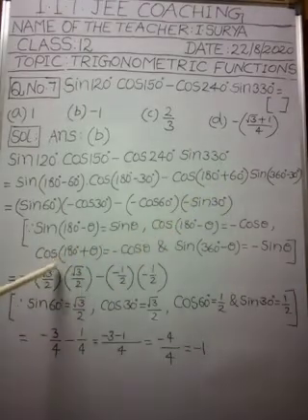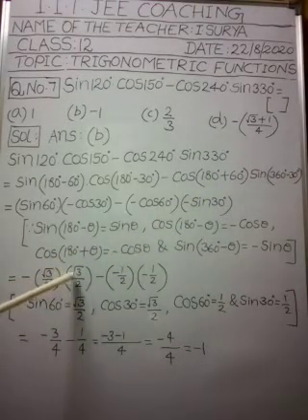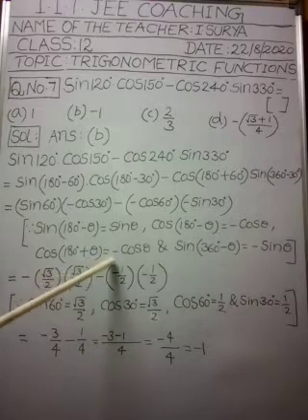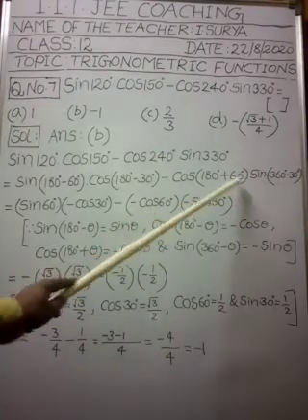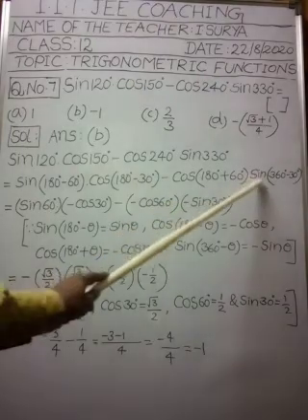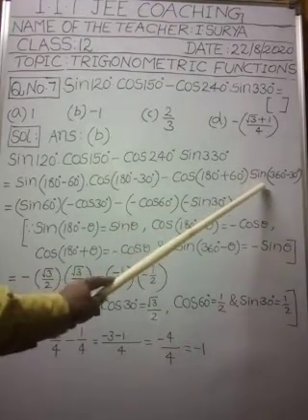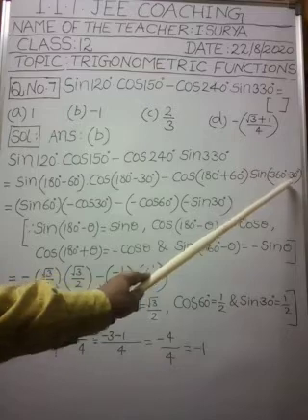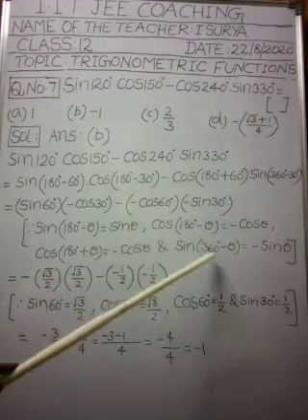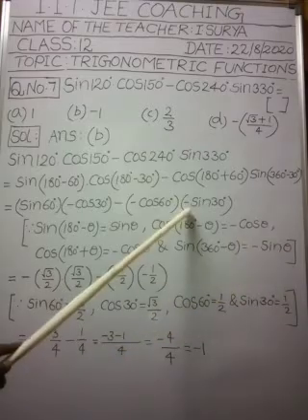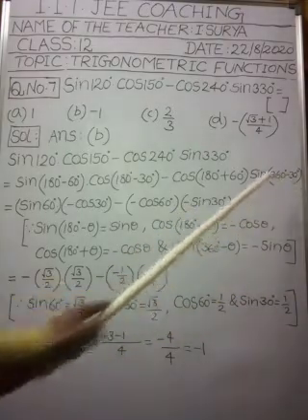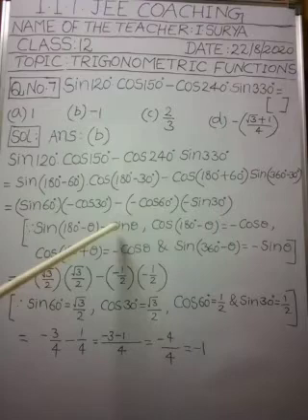What is the formula? Do you remember this formula? Cos 180 degrees plus theta means minus cos theta. So, minus cos theta means here 60 degrees. Into here, last factor, sin 360 degrees minus theta. It is in the form of sin 360 degrees minus theta. What is the formula? Minus sin theta. So, minus sin theta means here 30 degrees. Understood this step, my dear children?